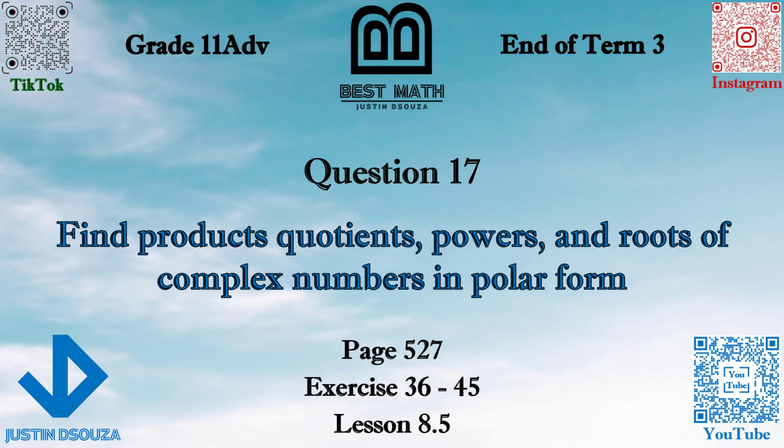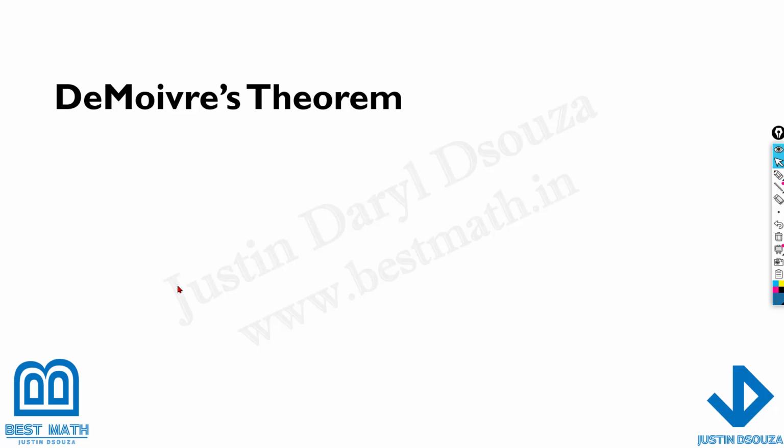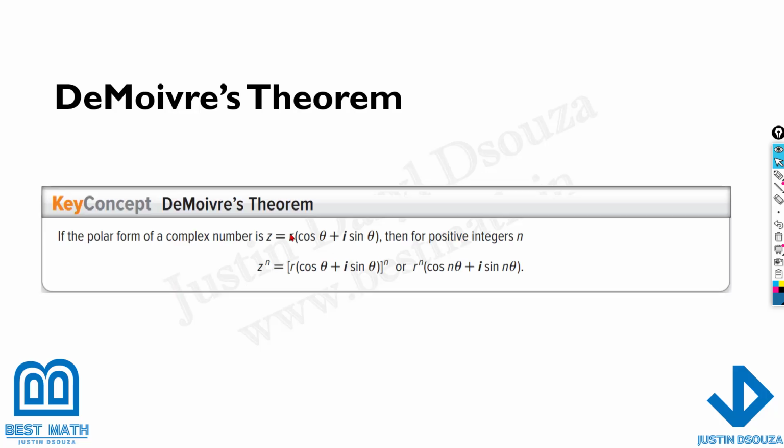In this question, we will use de Moivre's theorem to solve problems. De Moivre's theorem is given like this. If we have a complex number, that is an imaginary part and a real part together, then we can raise its power using de Moivre's theorem.